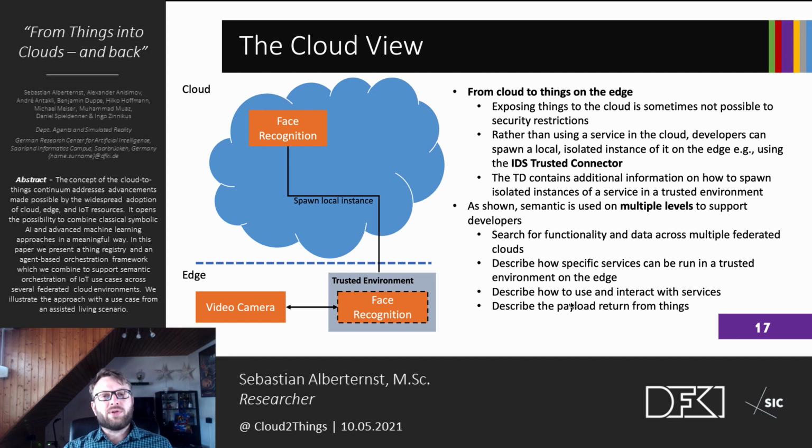Exposing things to the cloud is sometimes not possible due to security restrictions. Maybe the user doesn't want to send video streams to the face recognition service in the cloud, even though the data is encrypted, because he ultimately cannot trust the service. The user loses his data sovereignty as soon as the image from the camera entered the face recognition service. Rather than using a service in the cloud, a developer can spawn an isolated instance of it on the edge, for example using the IDS Trusted Connector, by providing additional information in the thing description on how to spawn an isolated instance of a service in a trusted environment.